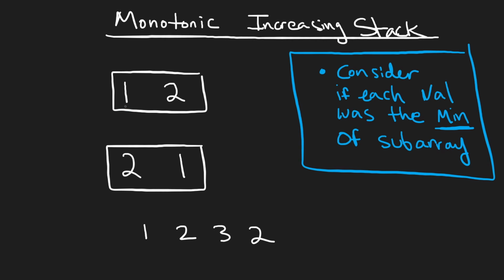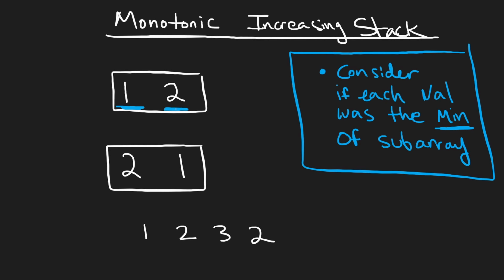So the first value we see is a 1, right? Let's consider if this 1 was the minimum value of the subarray. Let's see how large we can make that subarray. So we visited the 1, now let's get to the next value, it's a 2.